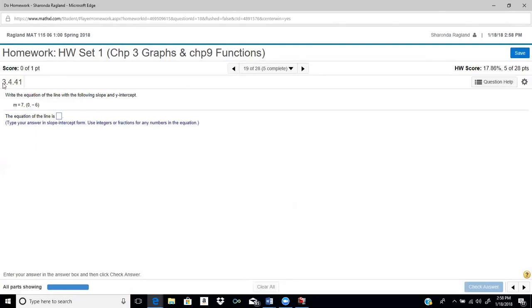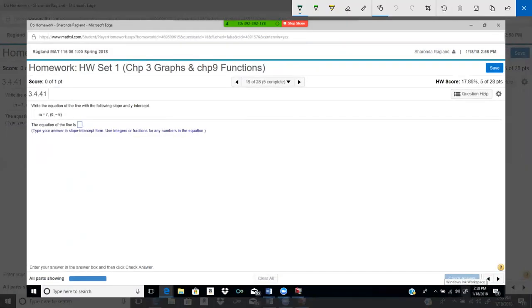Now here, they didn't give us a graph, but they told us to write an equation of the line with the following slope and y-intercept. They were giving us a y-intercept, but they write it as a point. So let me use my board. Okay, let me sketch this. All right, so they're giving us the slope, which is 7, and they give us a y-intercept, which is 0, negative 6. Remember how we said to find the y-intercept? That means that x is 0. x is always 0 when you find the y-intercept.